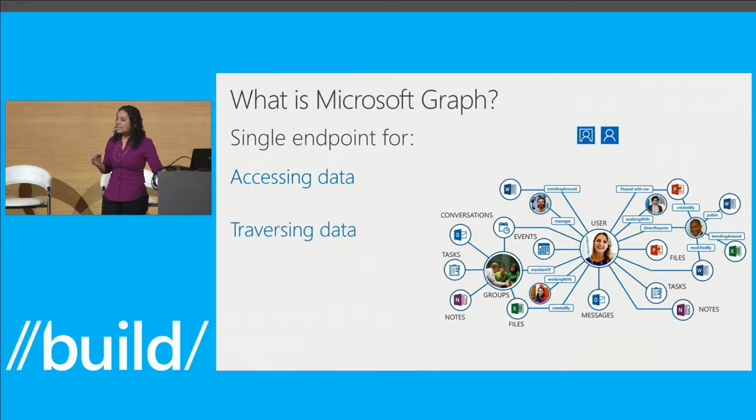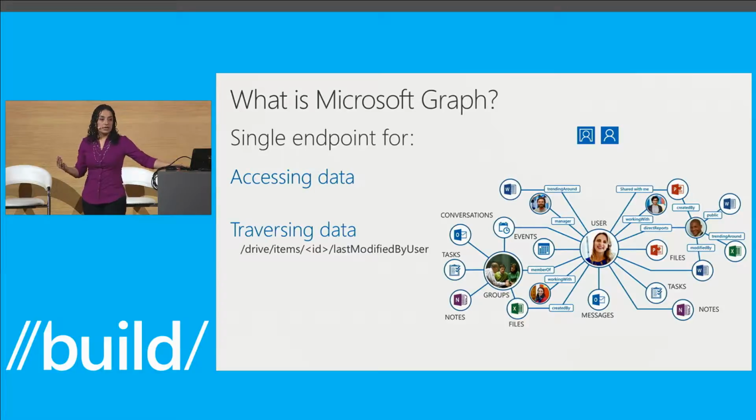Not only can you access the data, you can traverse the data on the API. You can start from the profile of a user and, using a simple navigation, go to that user's mailbox. Or use a simple navigation to go to that user's OneDrive. You can do this and traverse the data within multiple services using a single endpoint.